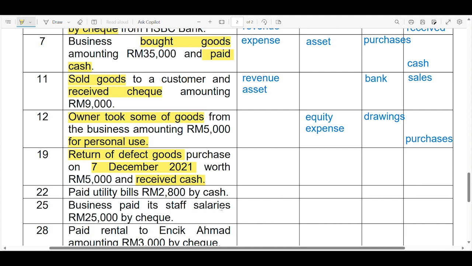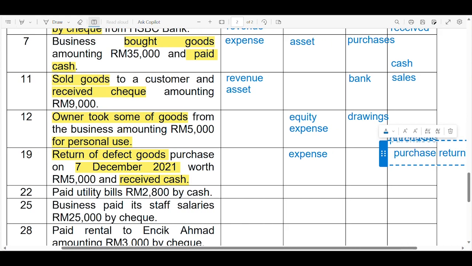So when the business returns the goods, that will result in a decrease in expense. When there is a decrease in expense, you credit expense account. But which expense account to be credited here? Is it the purchase account? No, you have to create a new account called purchase returns. What is the alternative name? Return outwards.